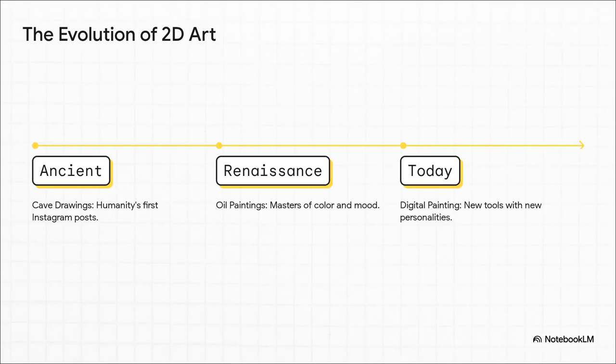And this whole 2D thing has been evolving for thousands of years. I love this analogy. Those ancient cave drawings, you could basically call them humanity's first Instagram posts. Then you fast forward to the Renaissance, where masters perfected creating mood with oil paints. And now, today, artists are using digital tablets, which have their own totally new personalities. So yeah, even the classics are always changing.